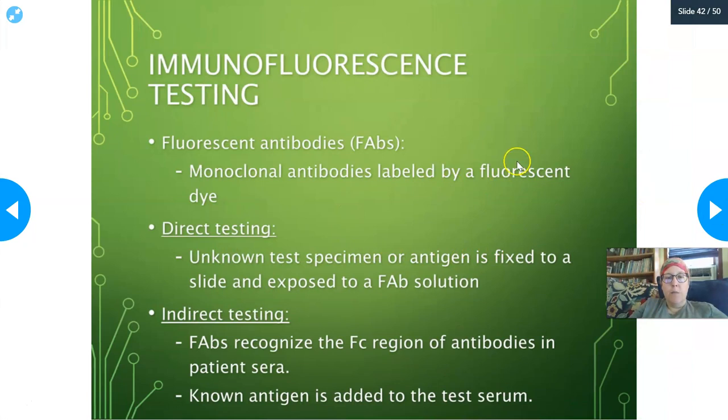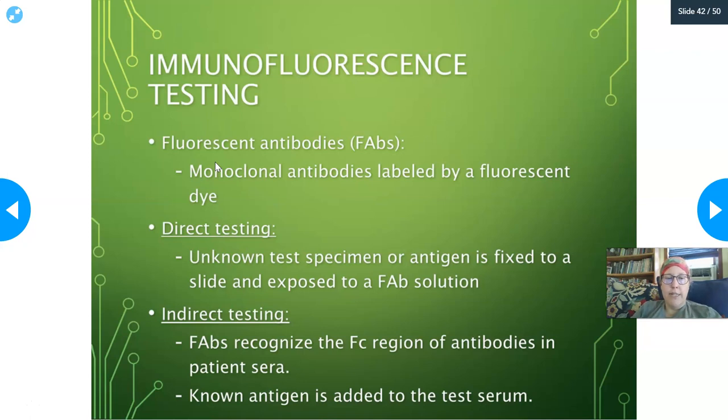And fluorescent antibodies, of course, are monoclonal antibodies that are labeled with a fluorescent dye. The fact that they're monoclonal makes them very specific and they won't cross-react. If they're polyclonal, they can cross-react to a bunch of stuff. And usually we don't want those for diagnostics. All diagnostics are pretty much done with monoclonal antibodies. They come from one lymphocyte clone, okay, that's been specifically activated against the antigen that you're looking for.